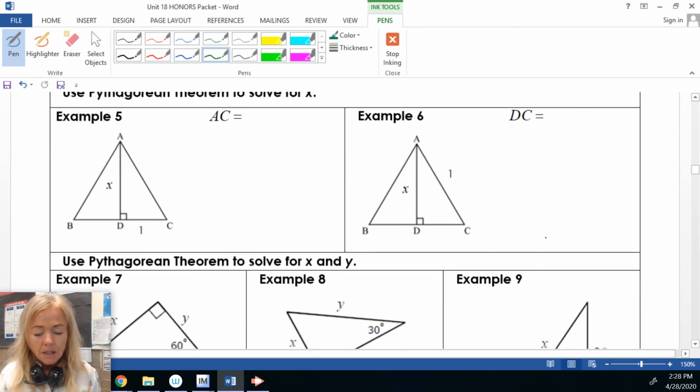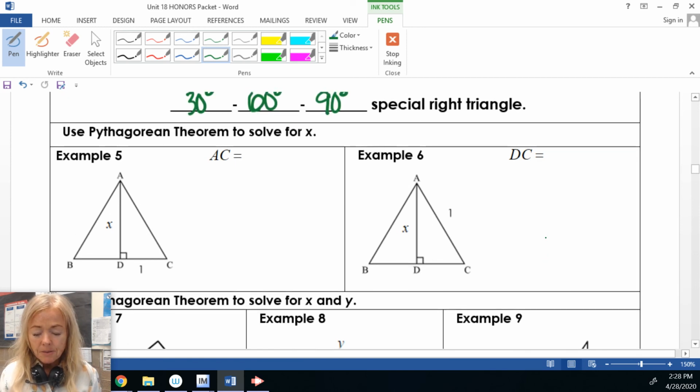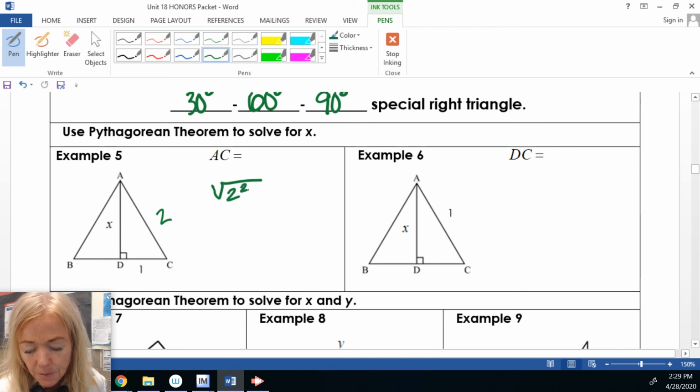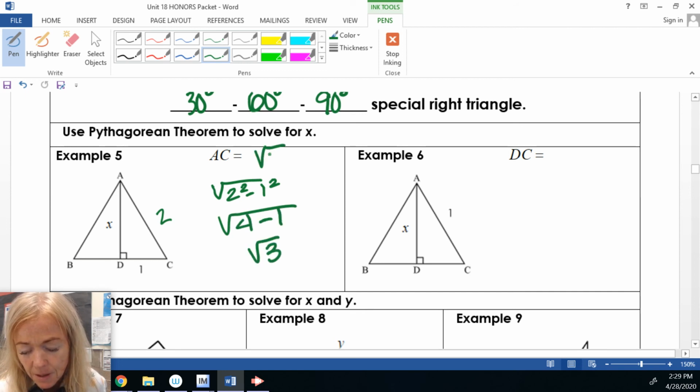All right? If we're using the Pythagorean theorem to solve for x and we have a side that's 1, we know this has to be 2 because it's an equilateral triangle. And to come up with x, we would do the square root of 2 squared minus 1 squared, which is the square root of 4 minus 1, which is the square root of 3. And we're just going to leave it square root of 3.